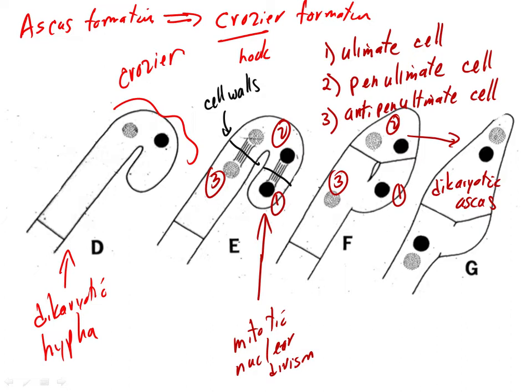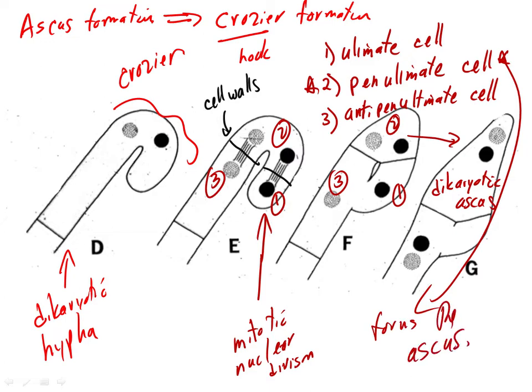So our three cells, the ultimate, the penultimate, the anti-penultimate, of those, the most important one is the penultimate cell. And that is going to form the ascus. That's the important point we want to see here: this Crozier formation, this bending over of the tip, forms that ascus, because that process of bending over, we're going to see again. Something very similar when we do the basidiomycota, and it's going to be very important in the life cycle of the basidiomycota. It's important in the life cycle here, Crozier formation and the formation of that diploid ascus.